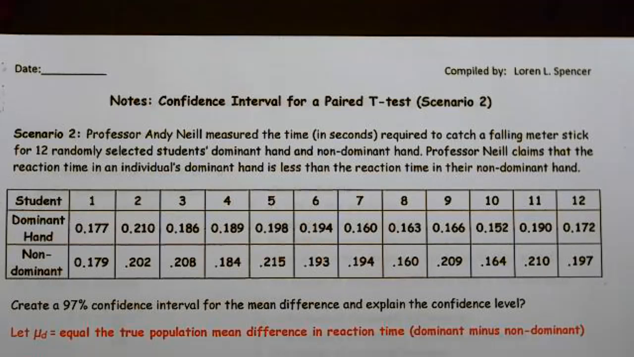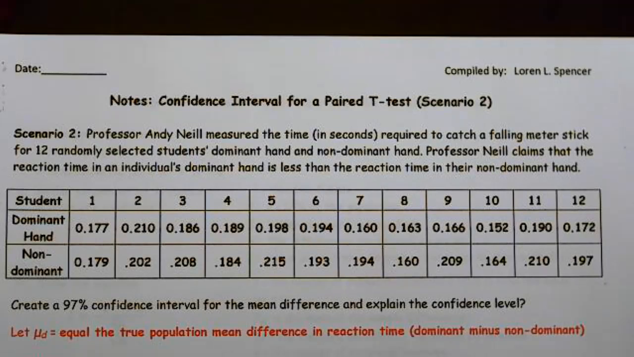Okay, this is paired t-test scenario 2. This is the confidence interval for paired t-test scenario 2. So Professor Andy McNeil measured the time in seconds required to catch a falling meter stick for 12 randomly selected students, dominant hand and non-dominant.